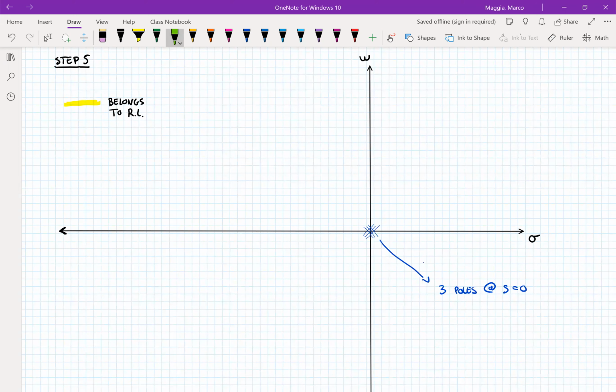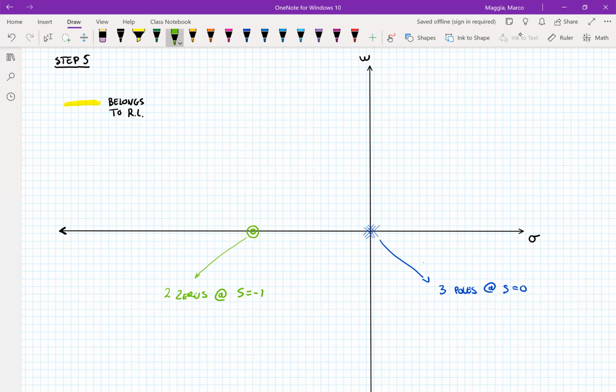And then we have 2 zeros at -1. So I'm going to draw them as 2 concentric circles to indicate that we have 2 zeros. If it is not clear, what you can do is just say we have 2 zeros at s equals -1. All right.